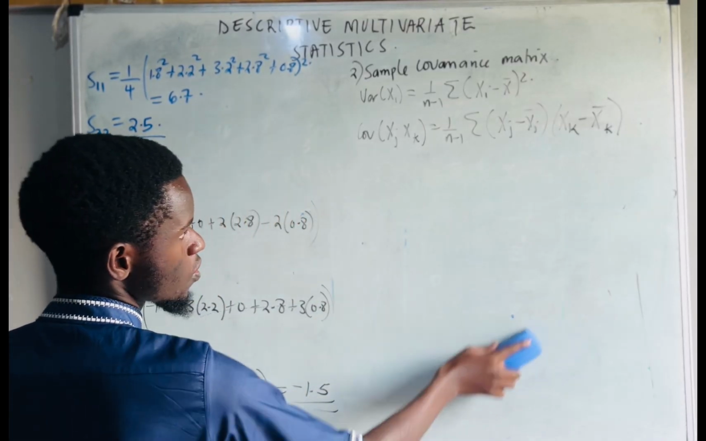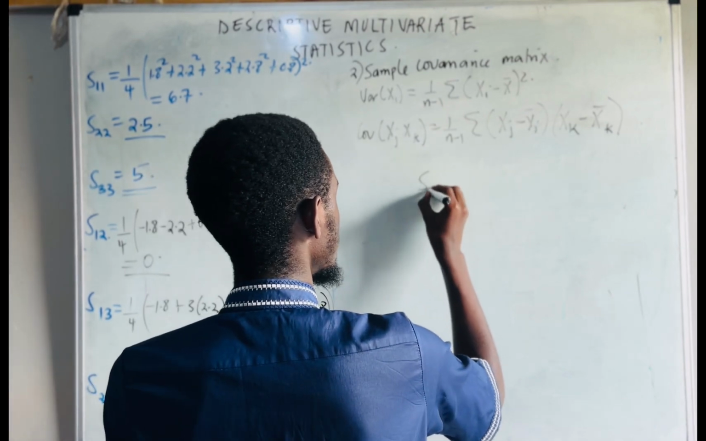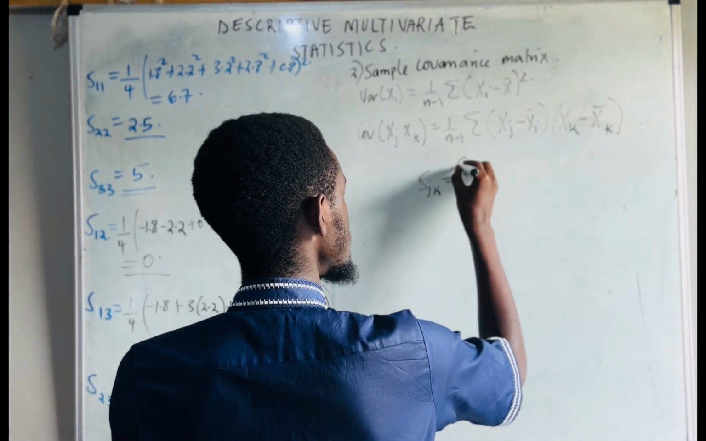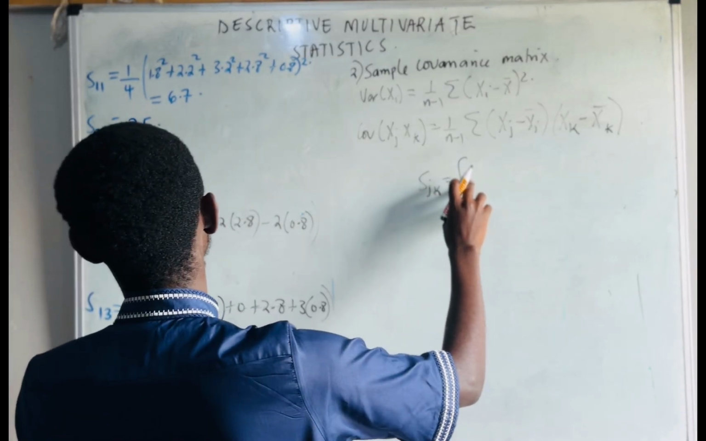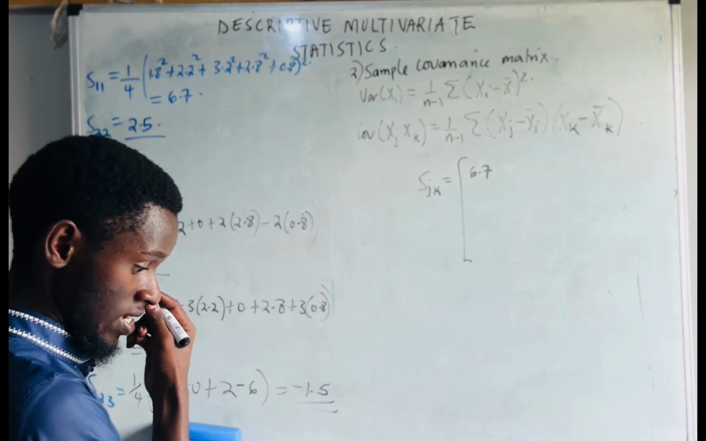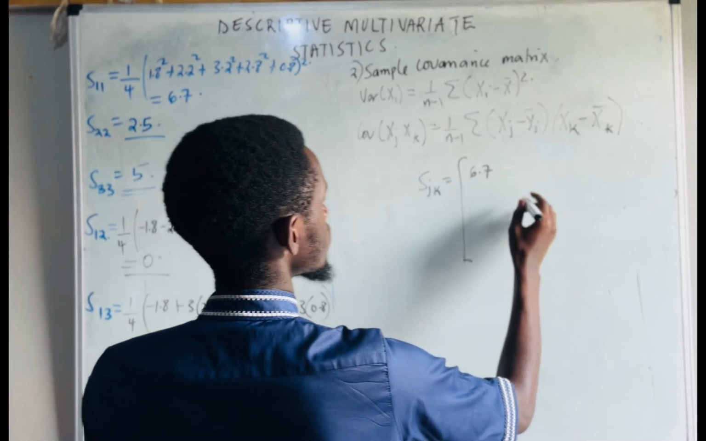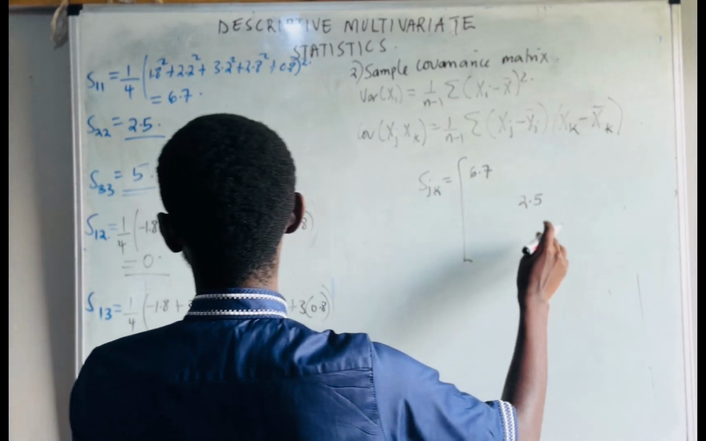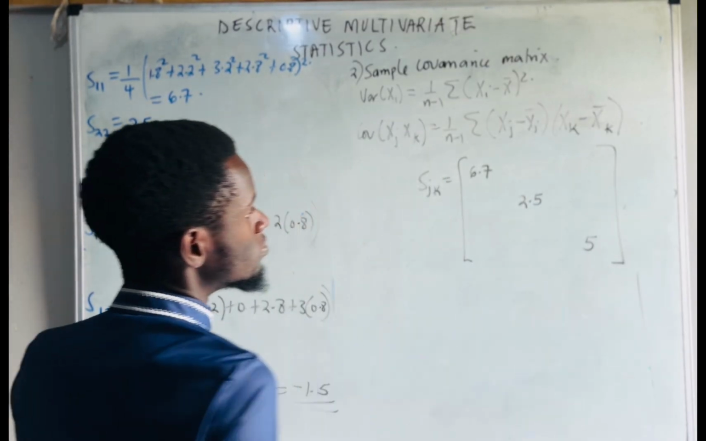I want to write our matrix so that S_jk is going to be the same as having... Remember here we said our S11 is going to be 6.7. Then it's going to be 2.5, and then this is going to be 5.